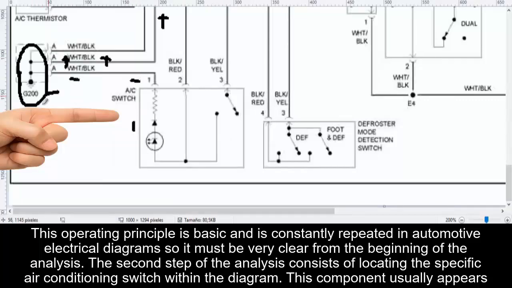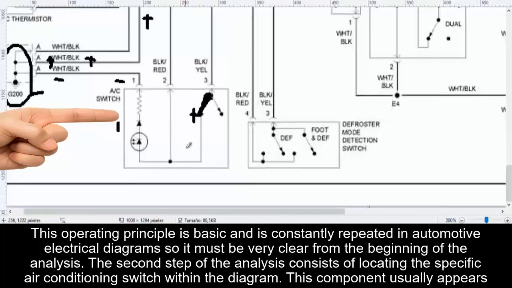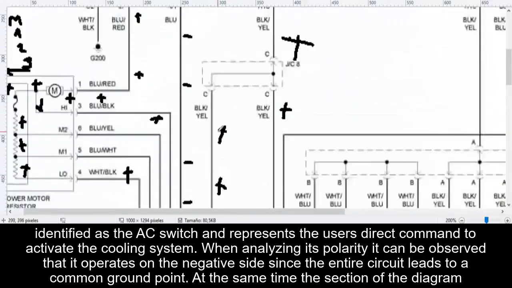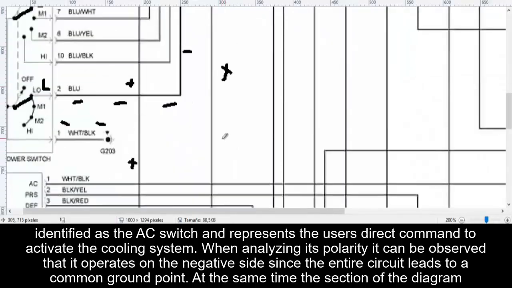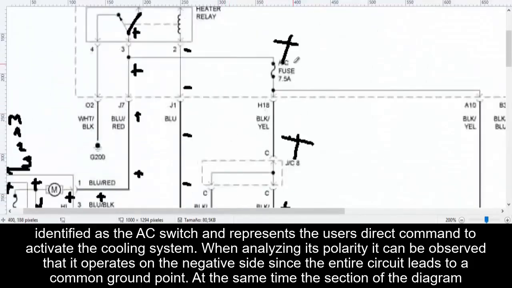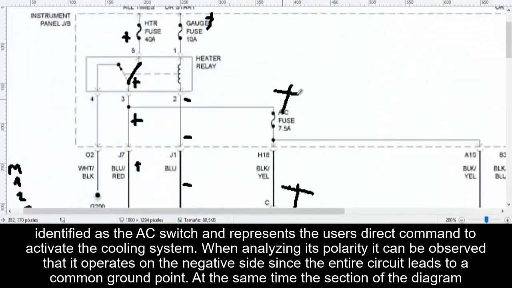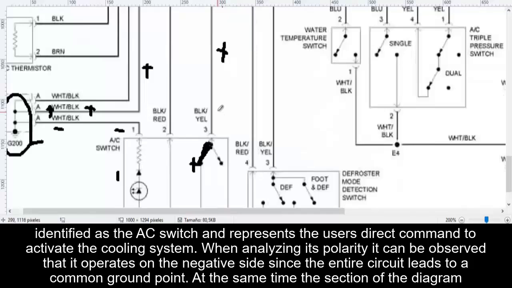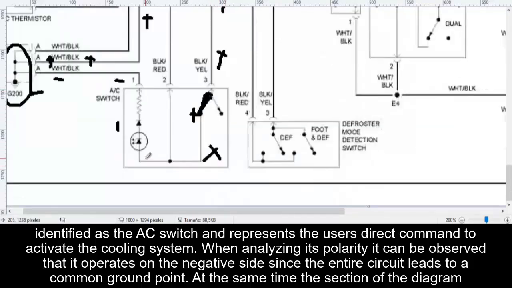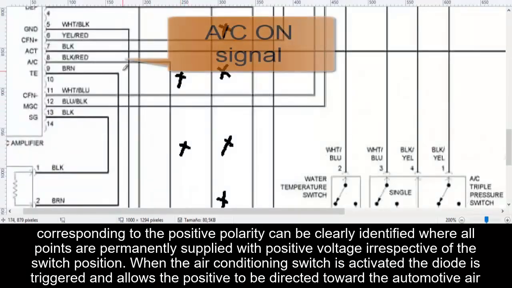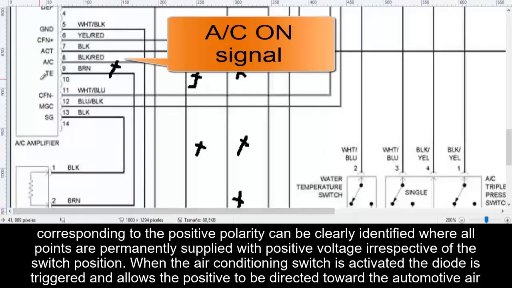The second step of the analysis consists of locating the specific air conditioning switch within the diagram. This component usually appears identified as the AC switch and represents the user's direct command to activate the cooling system. When analyzing its polarity, it can be observed that it operates on the negative side, since the entire circuit leads to a common ground point. At the same time, the section of the diagram corresponding to the positive polarity can be clearly identified, where all points are permanently supplied with positive voltage, irrespective of the switch position.